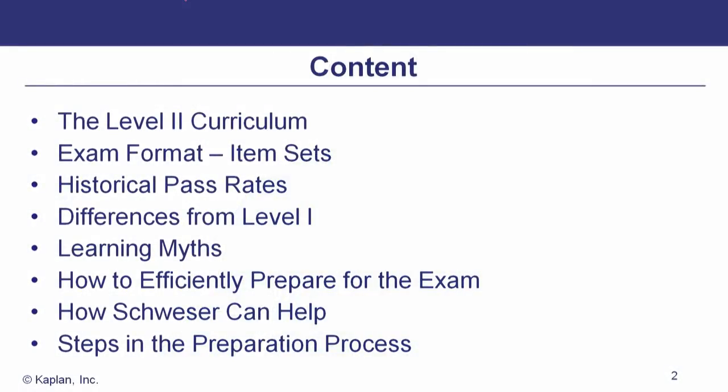The first thing we're going to talk about is, very briefly, what is the Level 2 curriculum? Then we'll talk about what the format of the exam is at Level 2. We'll also look at the historical pass rates, that's the bad news. And then we'll talk about what is the difference between Levels 1 and 2, so you are aware of what you are dealing with. We'll also talk about learning science and myths that science has come up with. Science has said these are things that really don't work and these are the things that work.